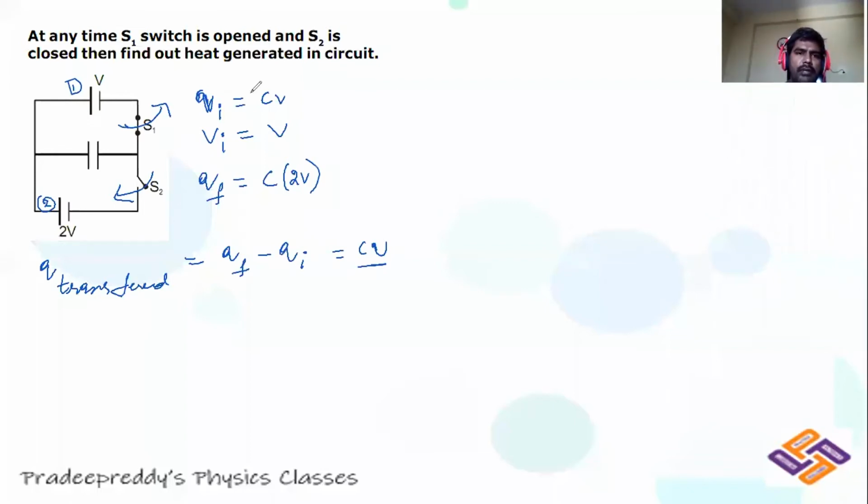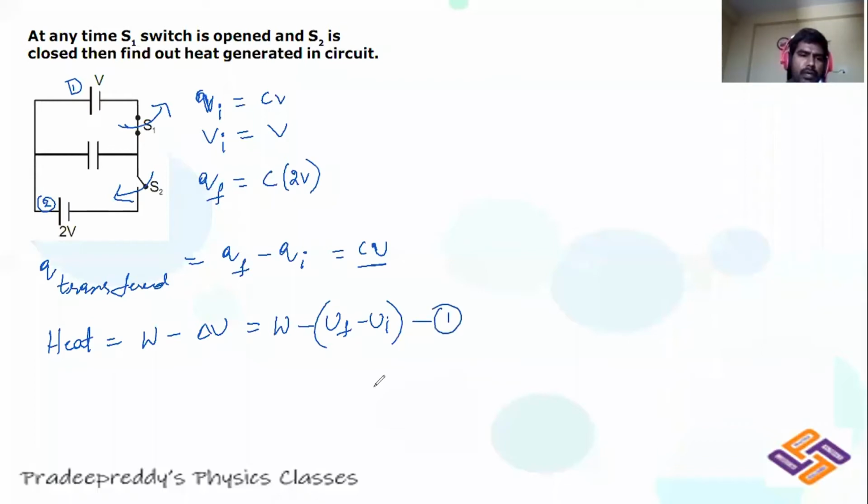Now I want to find the heat generated. Heat generated will be equal to work done by the battery minus change in potential energy, where change in potential energy is final potential energy minus initial potential energy. Let me take this as equation number 1.